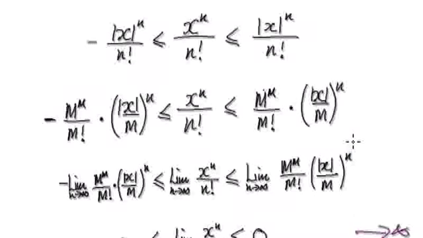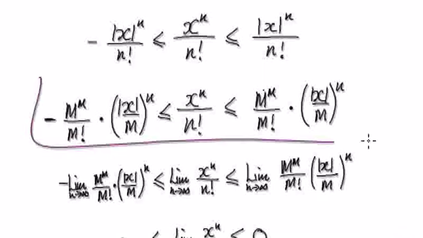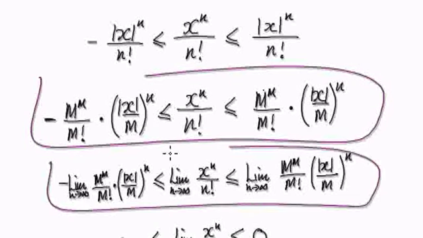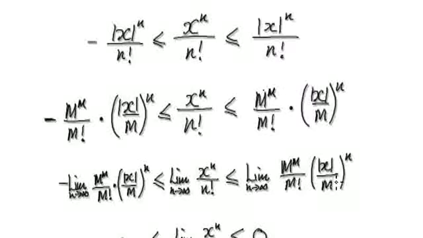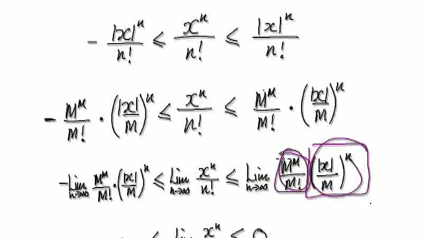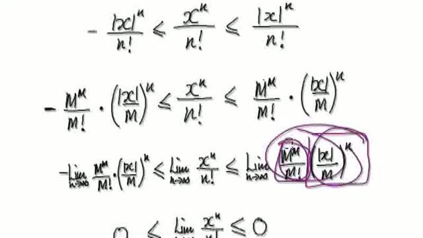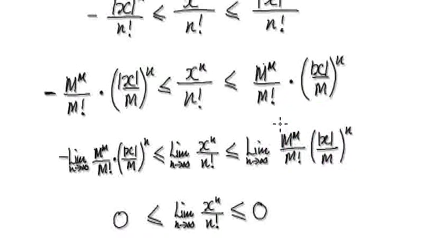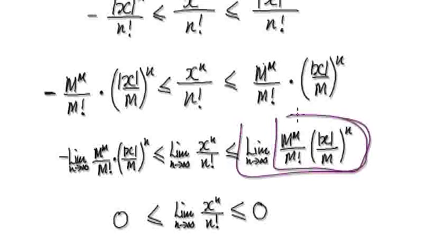So back to here, take the limit of everything, that will then take us to here. But when you look at this here, because m is bigger than the absolute value, this thing here is less than 1, and then you're taking n all the way to infinity. That means this thing here is heading towards zero. And this here is a constant. So zero times a constant is going to be zero. This whole thing here will head towards zero.